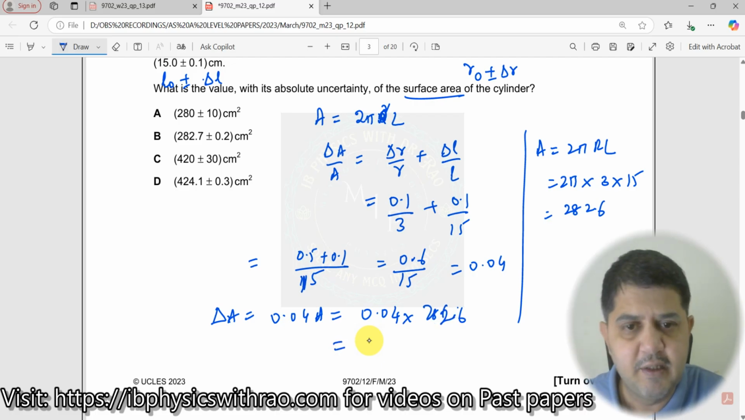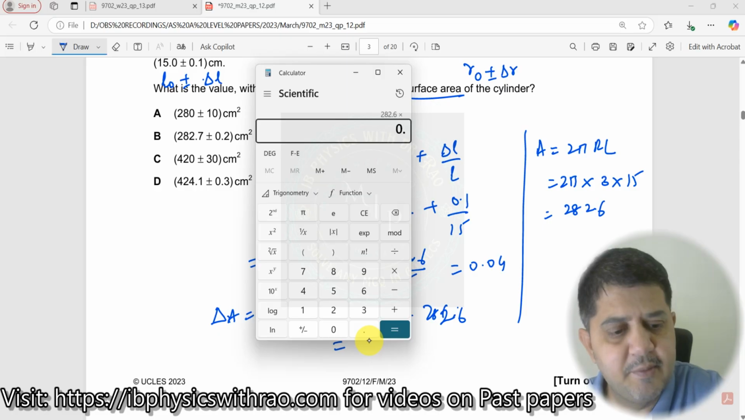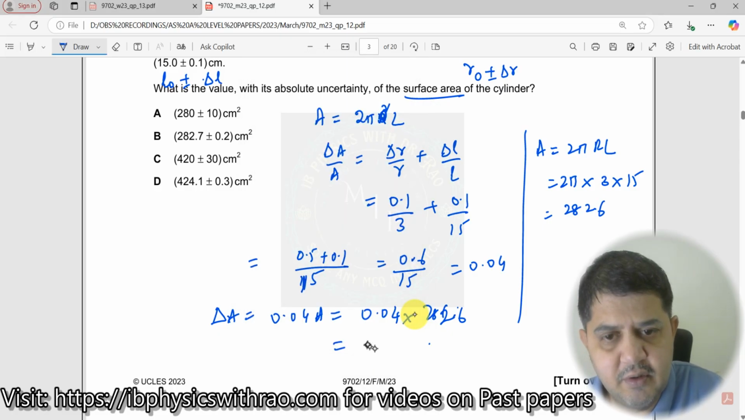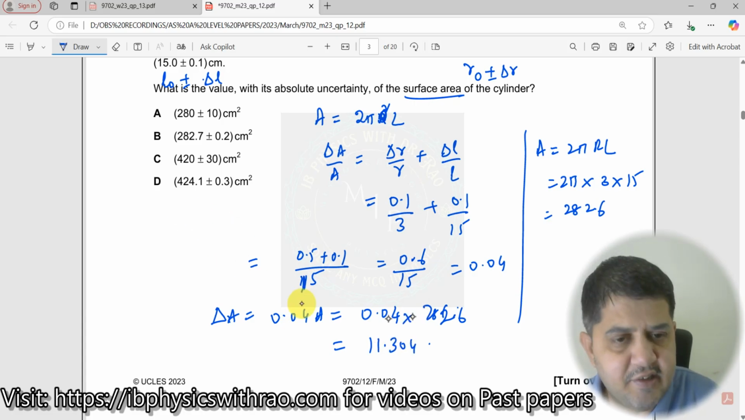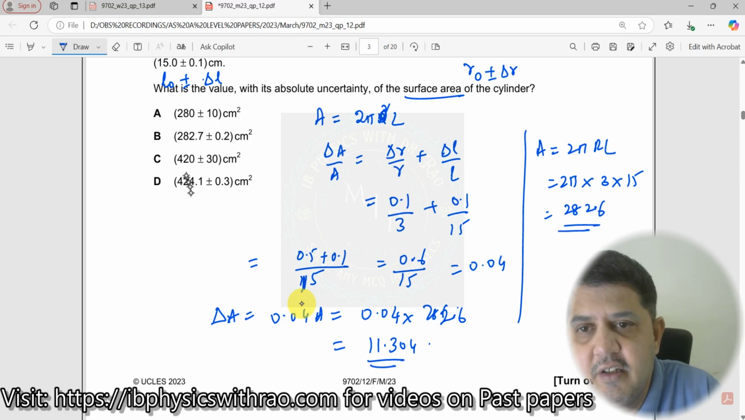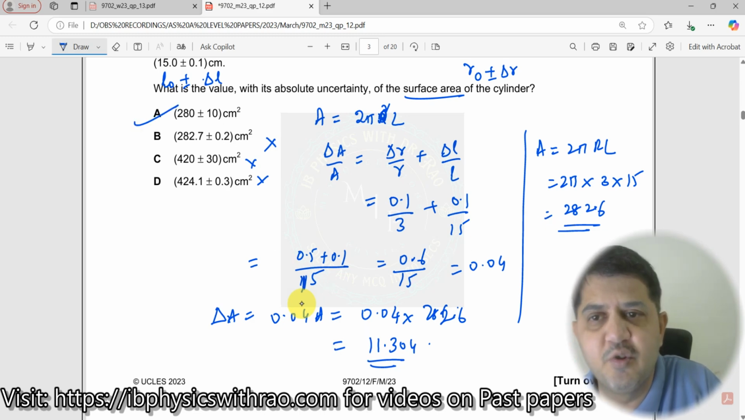So I need to multiply this 282.6 by 0.04. When I do this, what do I get here? Multiplied by 0.04 will be 11.304. Okay. Now which is the right answer here? 282.6 and 11.3. So this is wrong. These two are already wrong. So 282.6, 11.6, I make it as 10. So A should be your right answer.